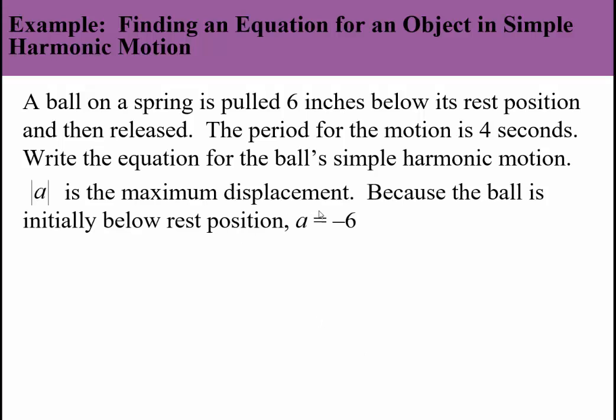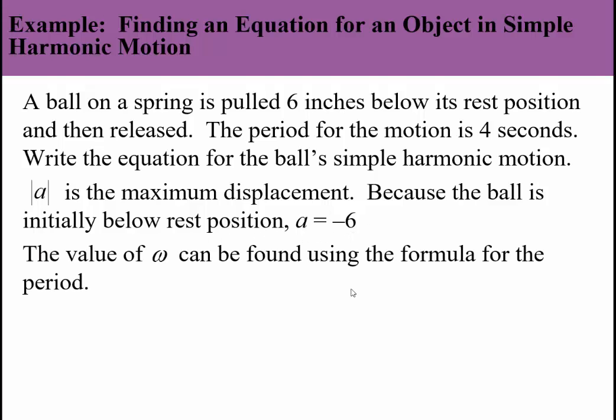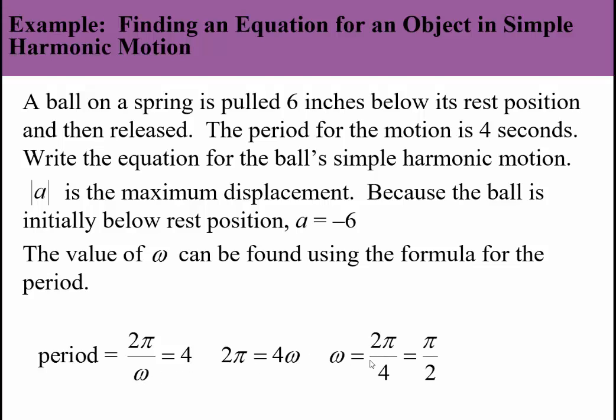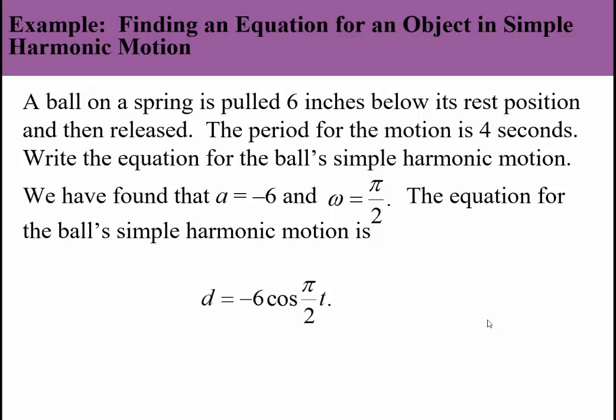A is going to be the maximum displacement. Because the ball is initially below rest position, A is going to be negative 6 in this one. The value of W can be found using the formula for the period, which we said was 2 pi over W. So we can say 2 pi over W is 4, since they gave us the period as 4. So multiplying both sides by W, we get 4W equals 2 pi. Divide by 4, W is going to be pi over 2. So now we can say the equation for this d is going to be negative 6 cosine pi over 2t.